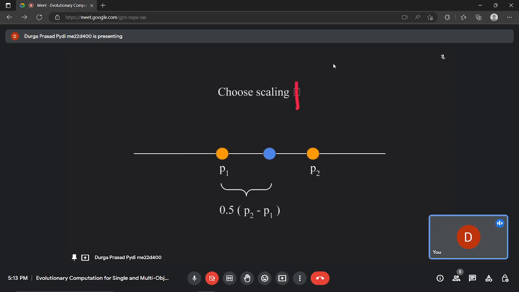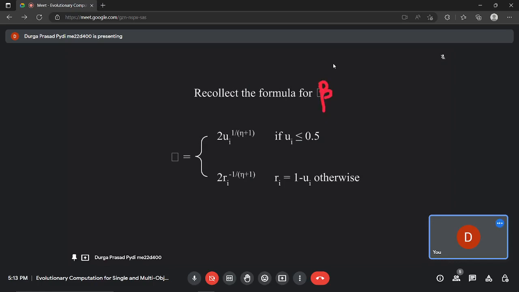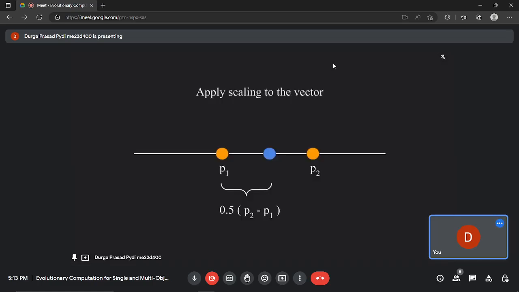Now you have to decide upon your value of beta. This is the scaling parameter that we discussed, and this is the formula for beta we discussed previously, where this particular ui is a uniform random number. You need to generate a random number from the distribution 0, 1. You have to decide upon a value of eta, and once you decide upon the value of eta, you then calculate beta. From beta you apply this particular value here. So this will be your scaling. Once you apply the scaling, you get a new point over here. This is your new point.